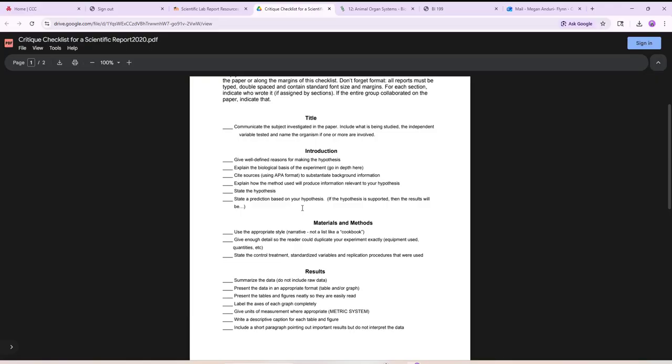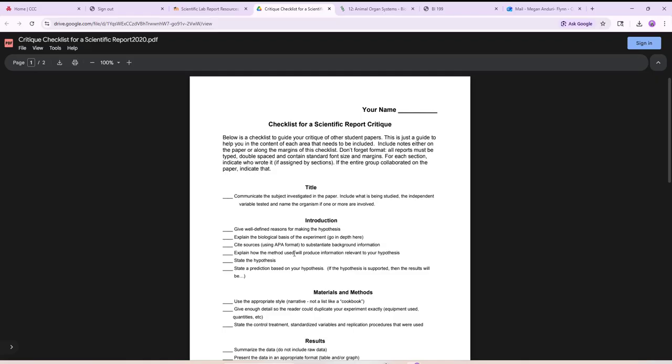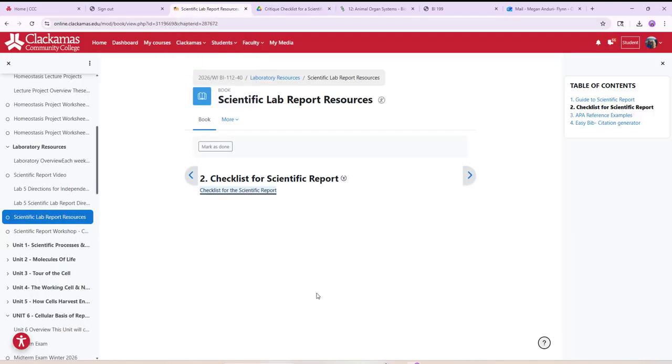Now remember, this is a rough draft, so if you haven't completely polished it off, that's okay. It is just a rough draft. But the more complete your rough draft is, the more feedback your fellow students can provide.